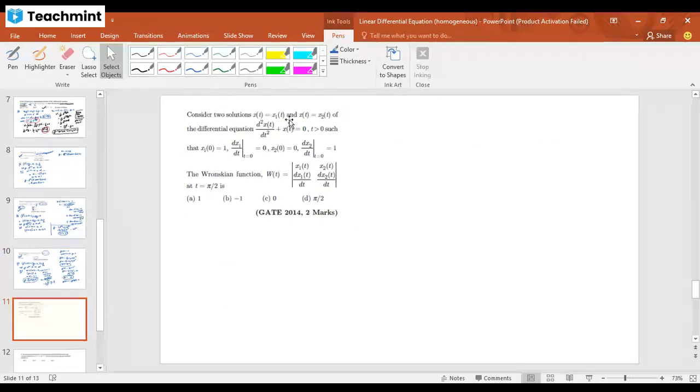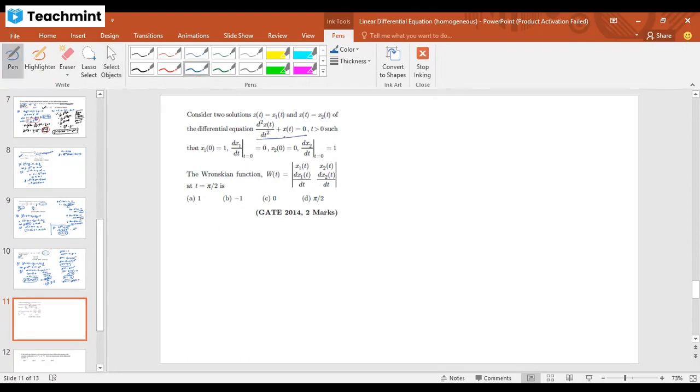So consider two solutions of the differential equation such that x1 of 0 equal to 1, its derivative is 0, x2 of 0 is 0, its derivative is 1. Then we are interested to find out the Wronskian at the point pi by 2. Okay, so firstly we need to find out its linearly independent solutions.